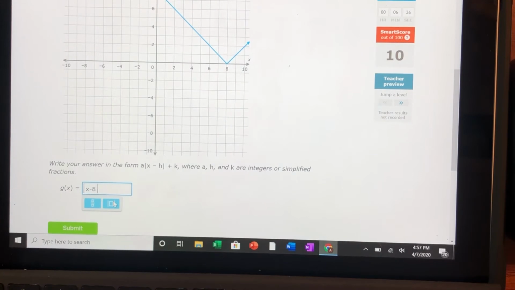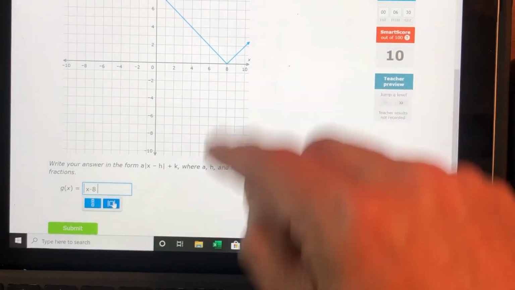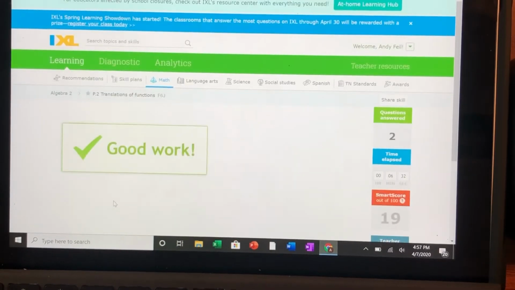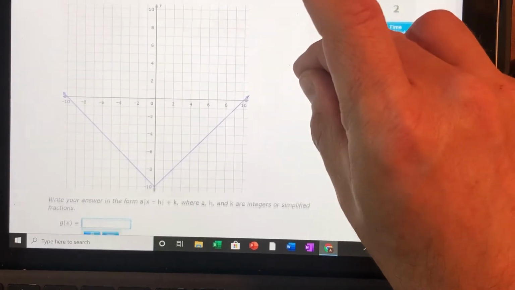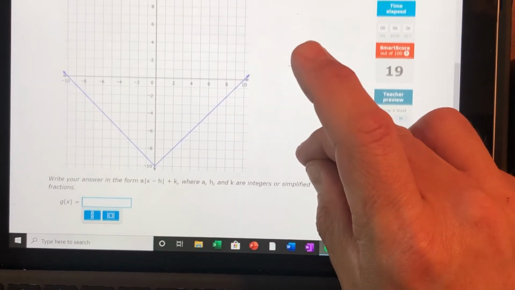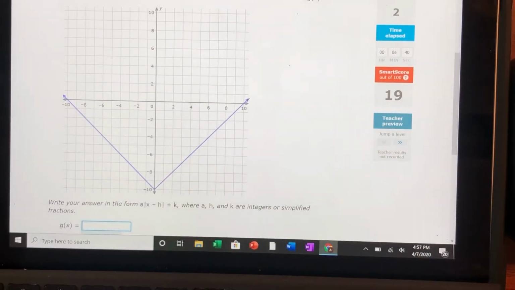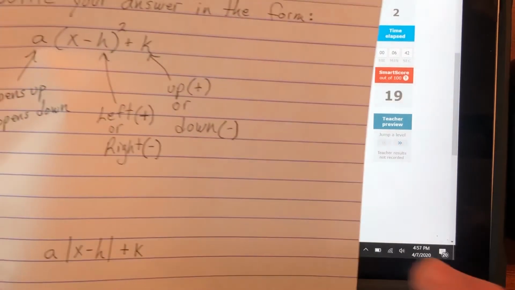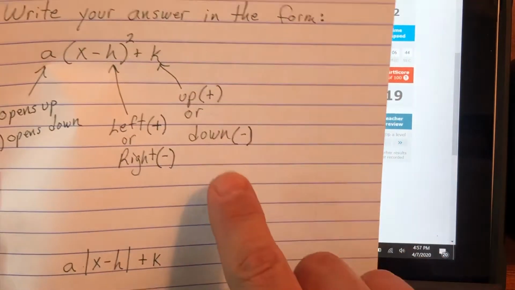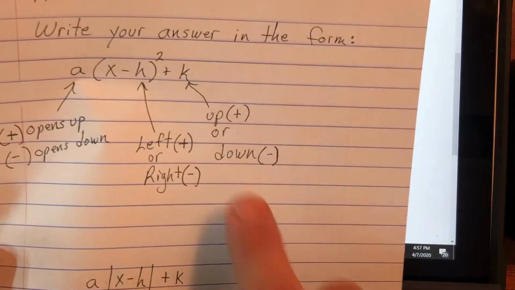Oops, x minus 8. There we go, not quantity squared. There's no up or down, so that's it. Now let's take a look at this one. Well, this time we're not moving left or right. This time we are moving down 10 units. So down 10 units means at the very end we're going to put a minus 10 because down is minus.